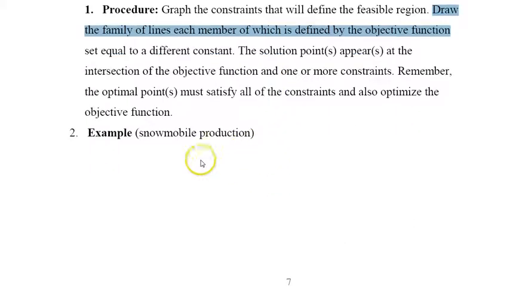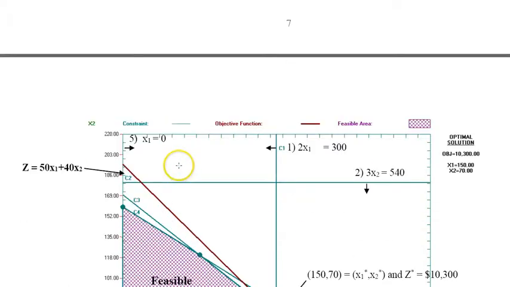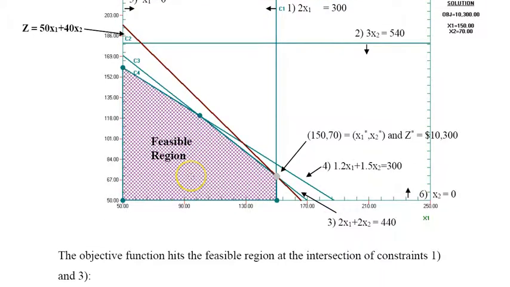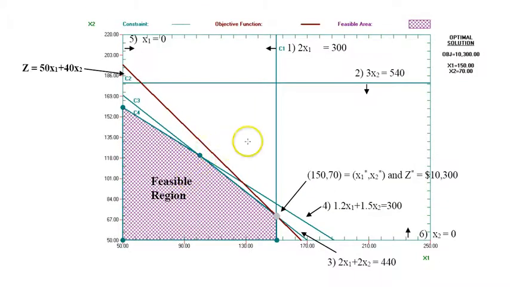So if we go back to the snowmobile production problem, let's apply these ideas. Remember, this is the feasible region, so let me show you how we graph that. And here we have the constraints. If you remember, our first constraint was 2x1 less or equal 300. Now I want to graph that. 2x1 equal 300 would be this line at 300.